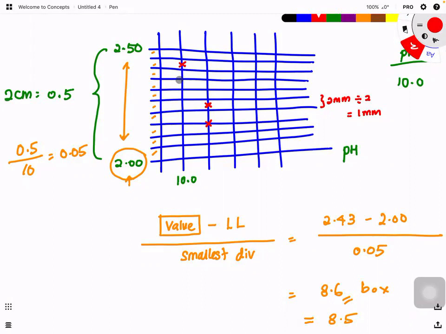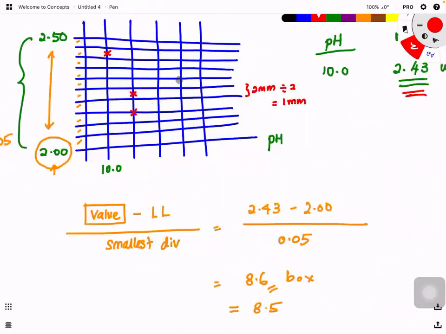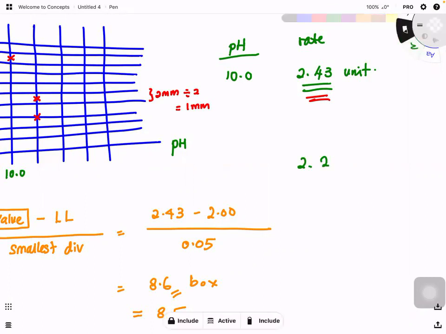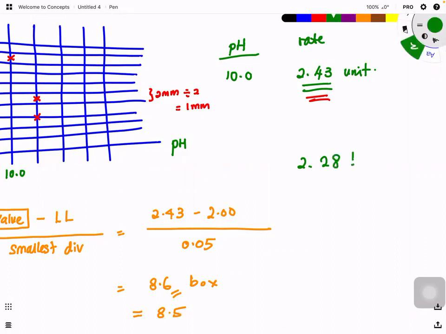Okay, let me give you another one. Let's say I have 2.28, for example. Now try 2.28. How many boxes do I need to plot? Calculate now.